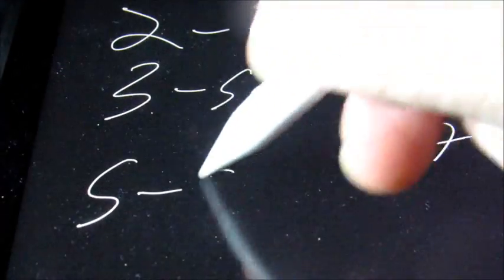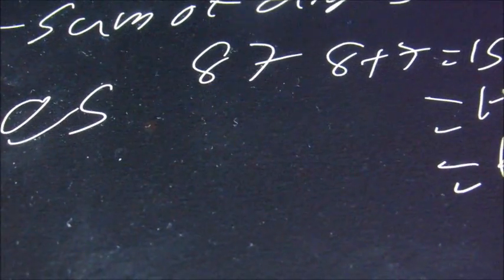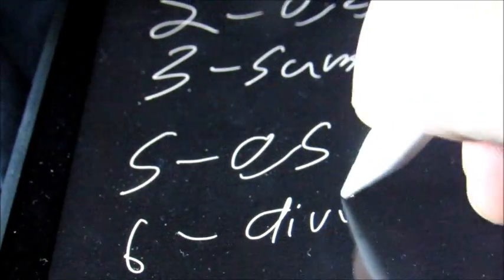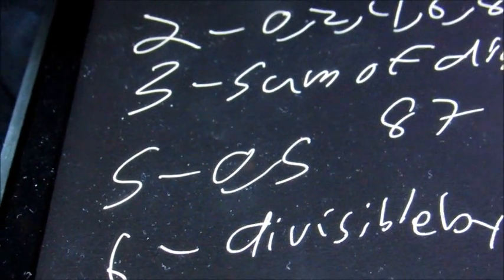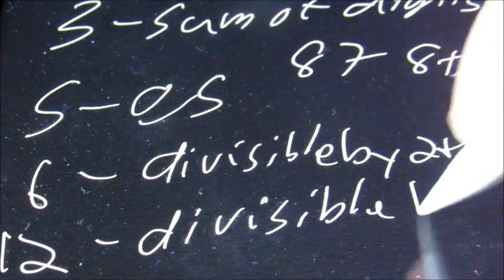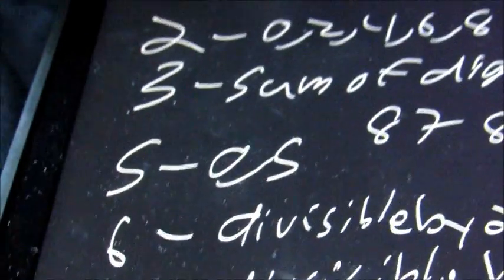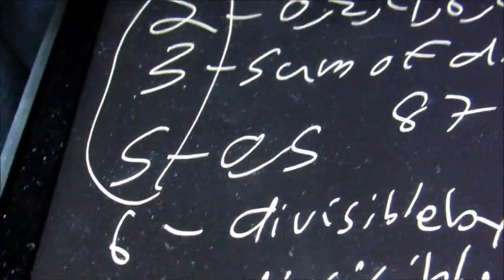For 5, the number has to end in a 0 or a 5. And that is, let's do a couple more. 6, it has to be divisible by 2 and 3. And if we want to know if a number is divisible by 12, it has to be divisible by 3 and 4. So those are just some things that you can do to make things easier. The 2, 3, and 5 are the main ones that you need to know.